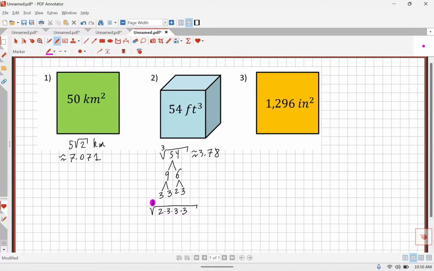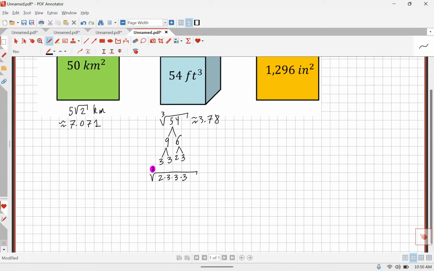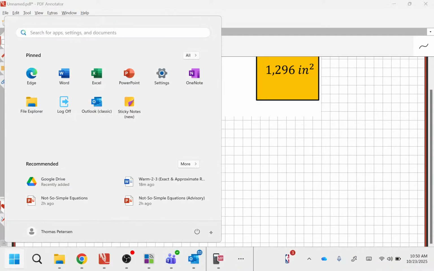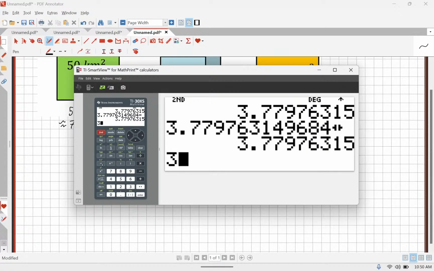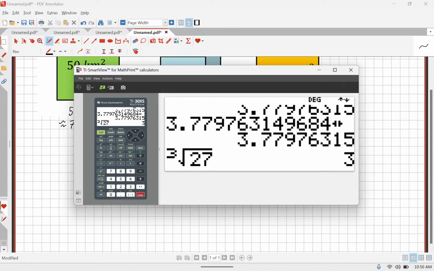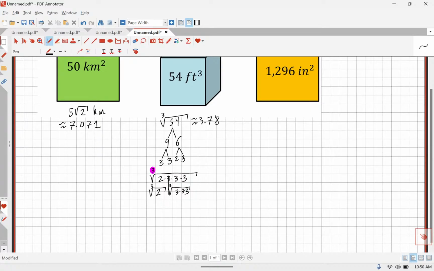I'm looking for a triplet. Do you guys see any triplets of numbers? Threes. So, put your pencils down if you're following along with this. I'm going to show you the long way, and then I'm going to show you the shortcut. You could think of that as the third root of 2 times the third root of 3 times 3 times 3, which is 27. But the third root of 27 is, not surprisingly, 3. Because this is saying what number multiplied 3 times is 3 multiplied 3 times. What number would that be? 3.